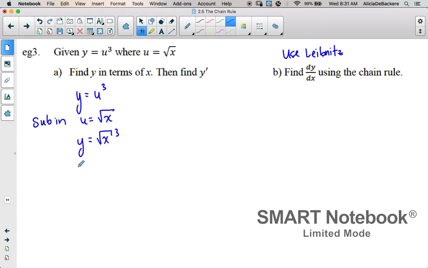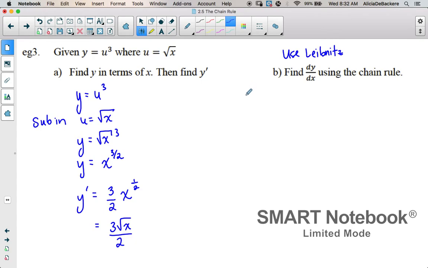And then it says to find y prime. So before I find y prime, I am going to change this so it looks like an exponent. So I've got x to the 3/2. And then I can take the derivative. The derivative tells me to take the exponent out front and then subtract 1 from the exponent. And so I end up with 3 times the square root of x all over 2.